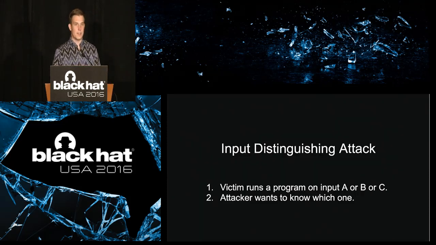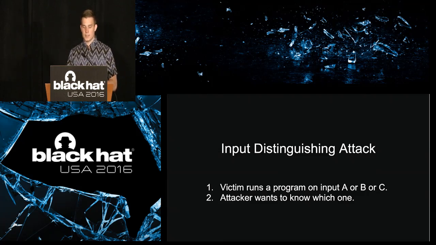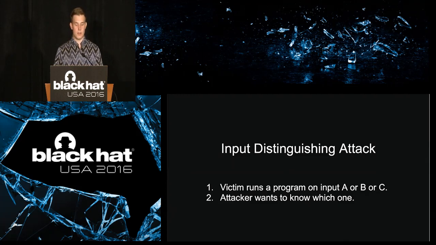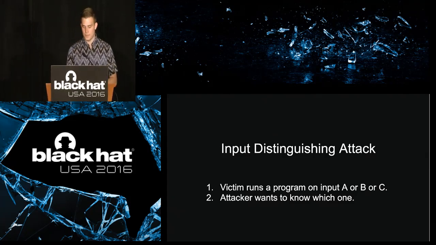The type of attack I'm going to be showing you is an input distinguishing attack. The scenario is that there's a victim, and the victim is going to run a program on one of a set of known inputs. So the victim's either going to give the program input A, or input B, or input C. There's an attacker who has all of those inputs, but doesn't know which one the victim is running the program on, and wants to find out which one the victim ran the program on.